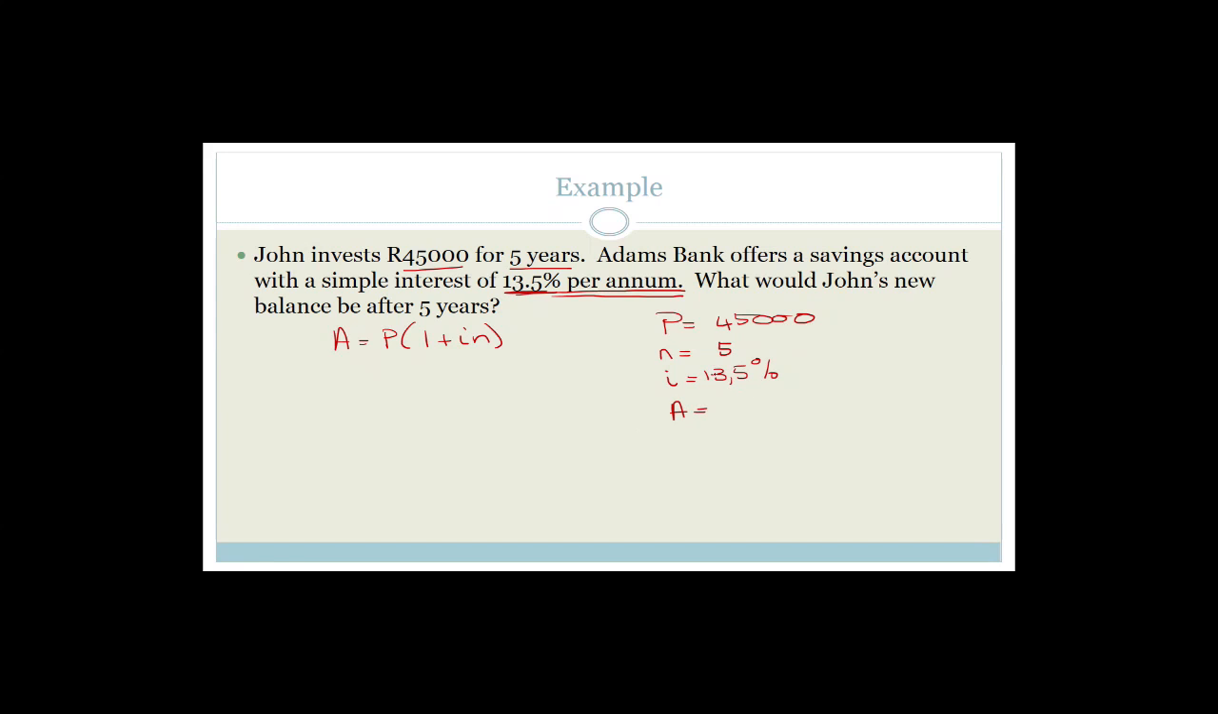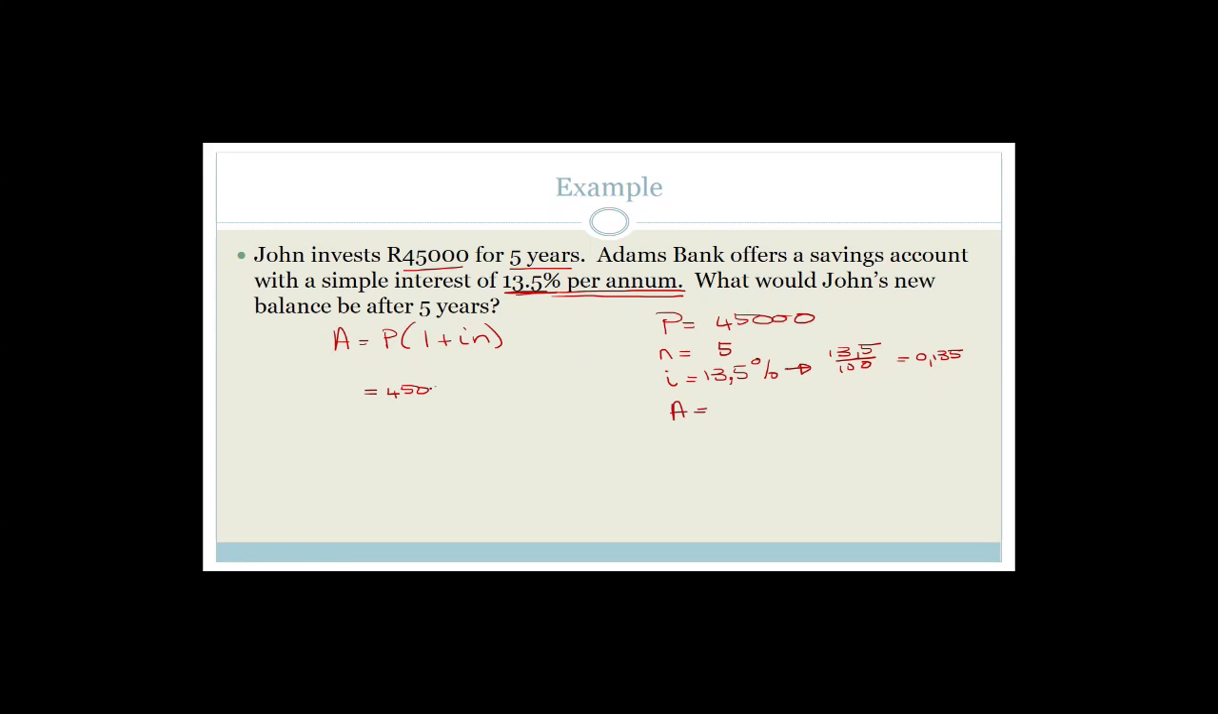Okay, so this is 13.5%, but we need to convert that into a decimal. When we say a decimal, we mean that we've got to go 13.5 over 100, because this is 13.5%. I know that you're saying, oh, but this has got a decimal in it. What I mean is we want it as a fraction out of 100. We don't want it as a percent. So that becomes 0.135.